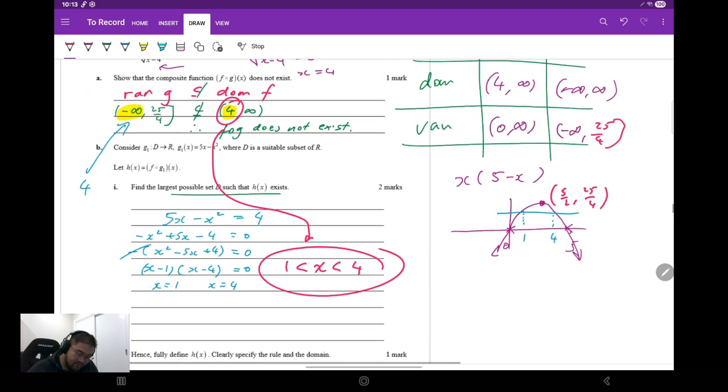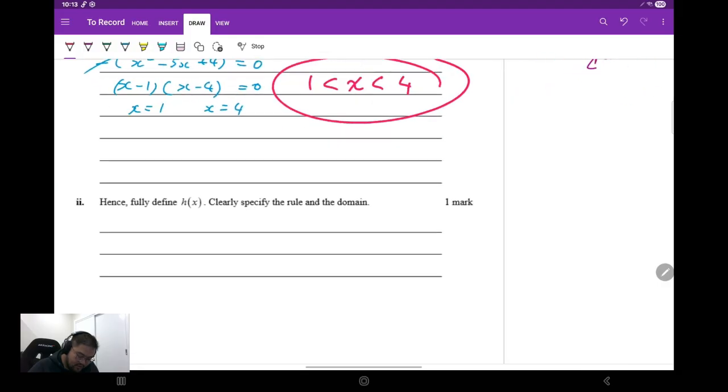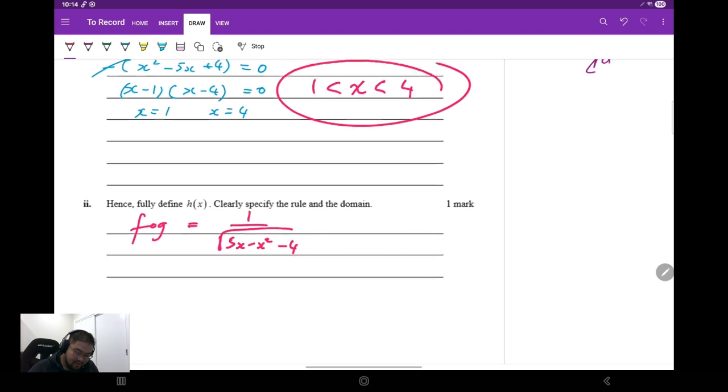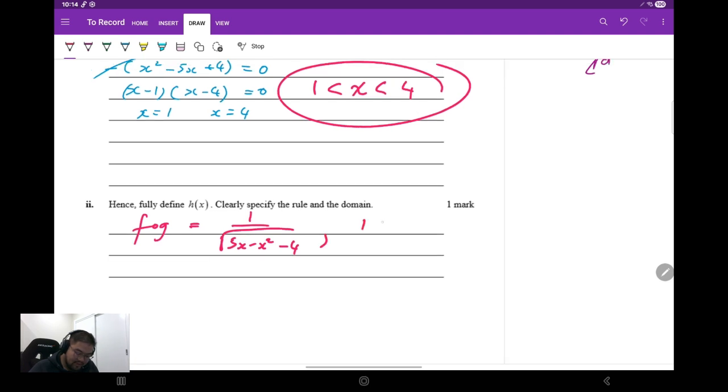So now we're going to find what actual f∘g is. So f∘g is equal to, when we sub it in, we've got 1 over the square root of 5x - x² - 4. And then if we write this in fully fledged definitions, we can write this for the bounds of x between 1 and 4.